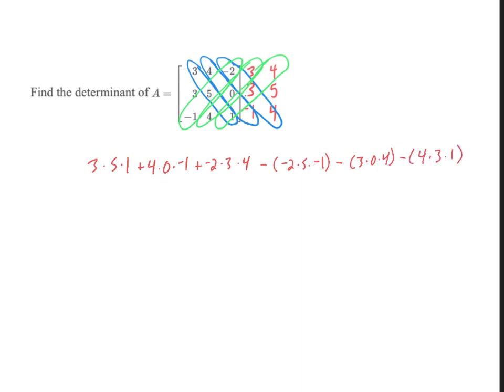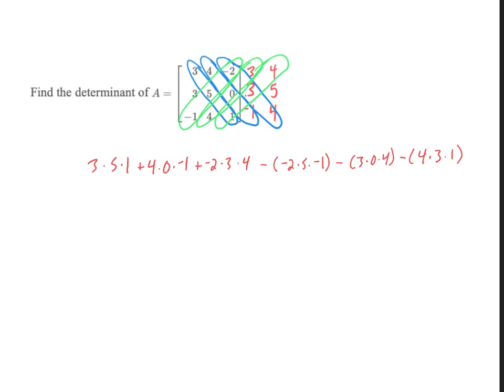So again, my process was I repeated the first two columns again. That way, all of my diagonals are going to include every single number from the original matrix. I'm going to add the blue guys together and subtract off the green guys.